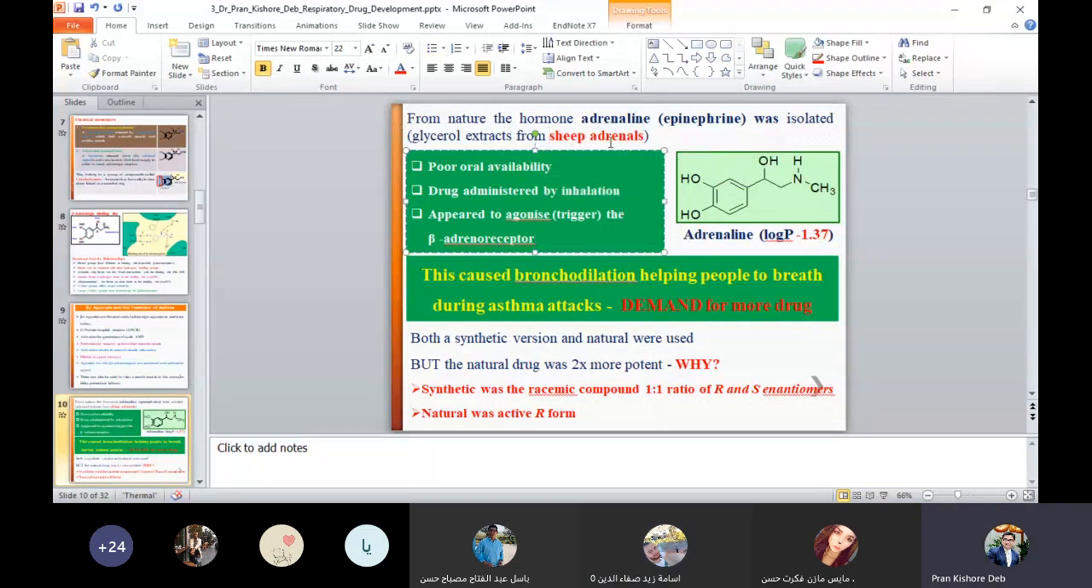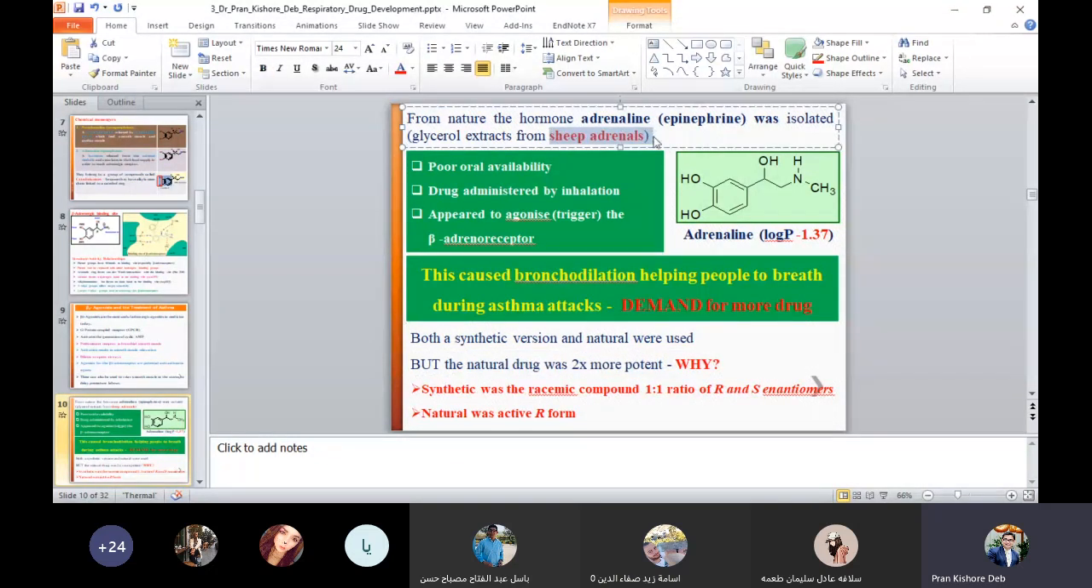So with the success of this sheep adrenaline, there was a huge demand. To fulfill the demand, they tried to synthesize the adrenaline in the lab, but they found the synthetic version is less potent compared to the natural. Now we are talking about the two sources of adrenaline: one natural, taken from the sheep adrenal, and another synthesized in the lab. The natural drug obtained from the sheep adrenal was found to be 2 times more potent as compared to the synthetic version. Is it clear? Do you understand the question? Yes. So the natural is found to be 2 times more potent than the synthetic.